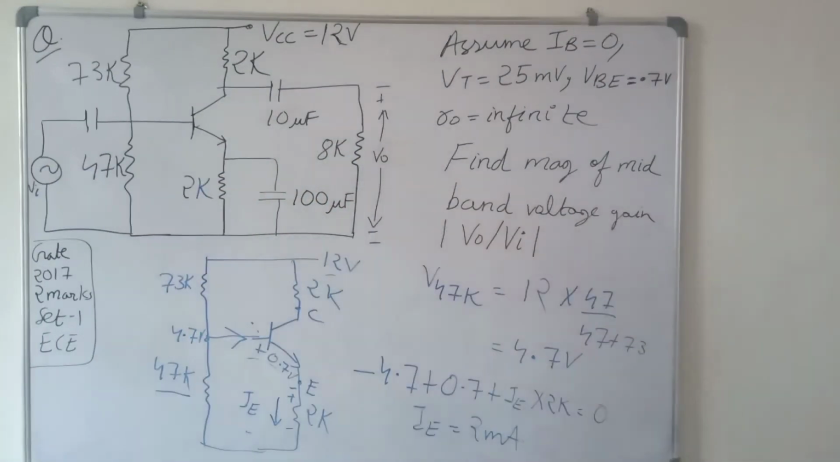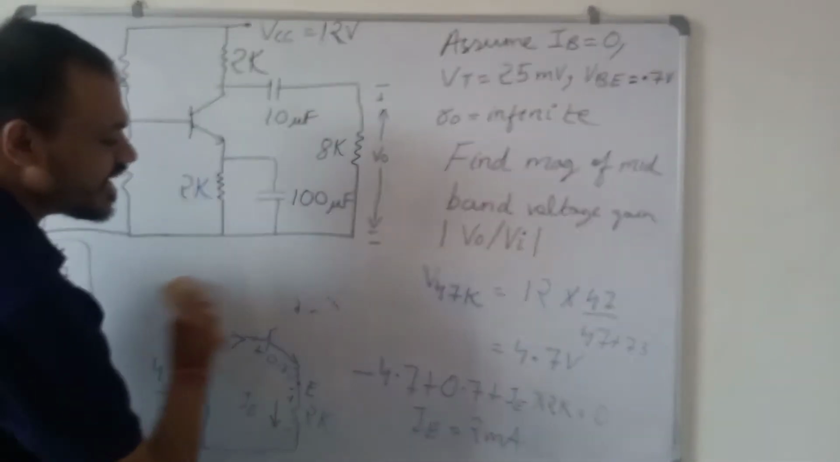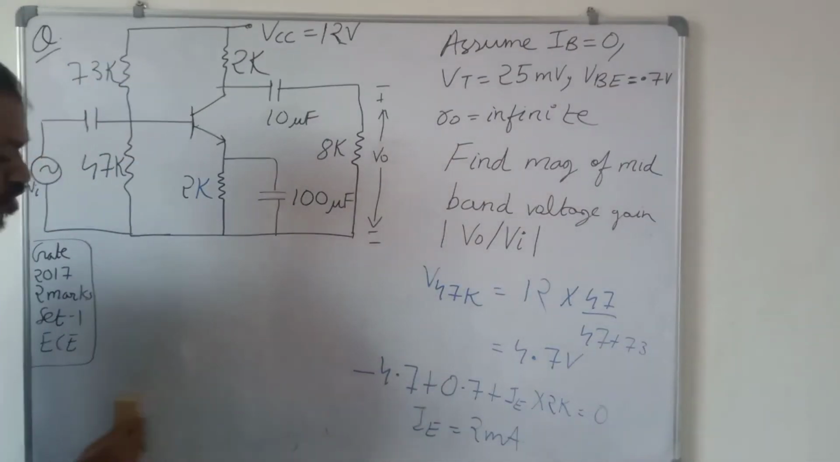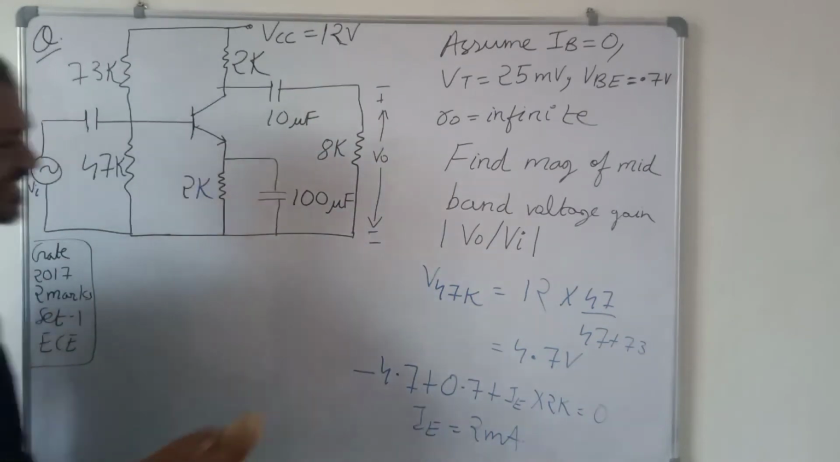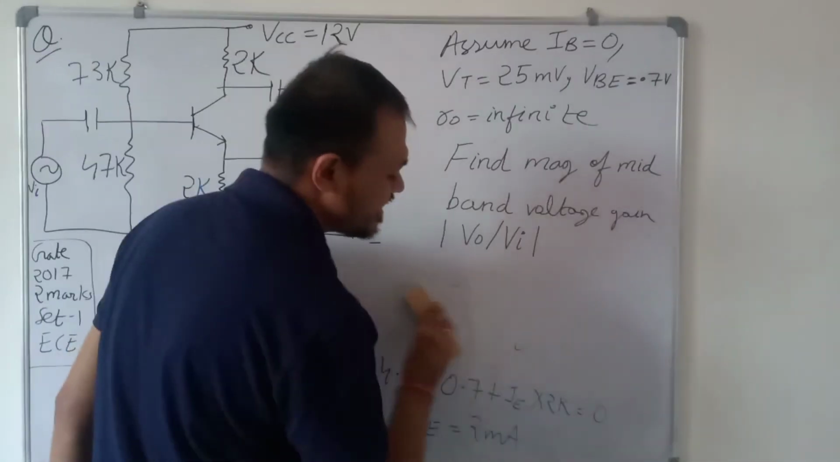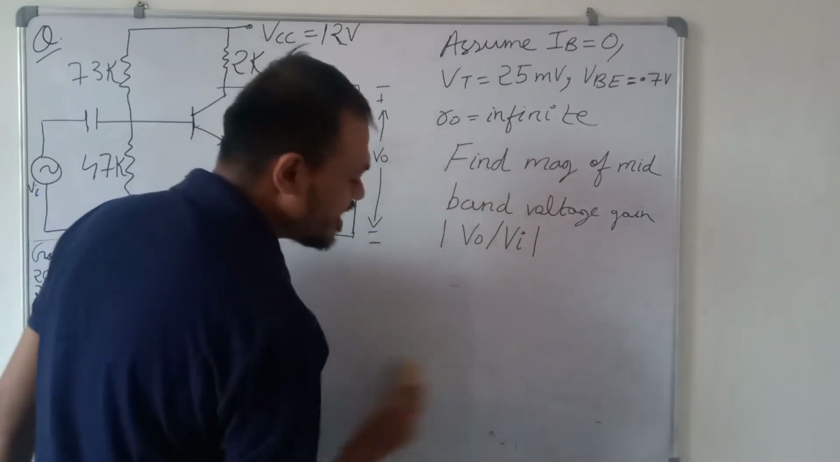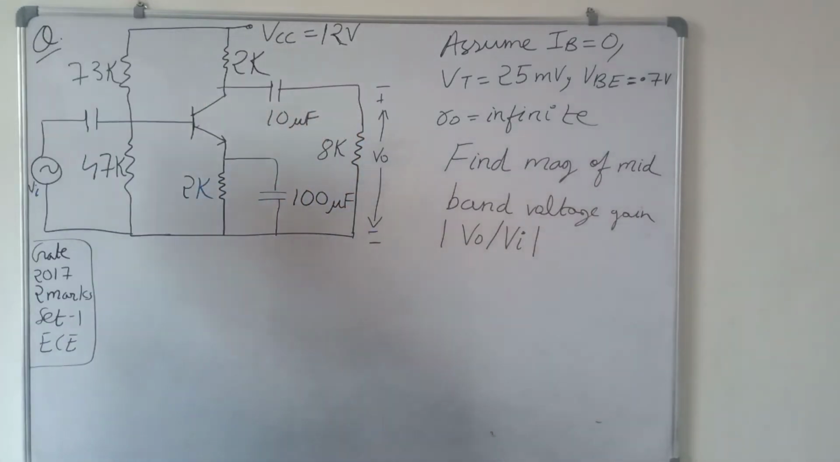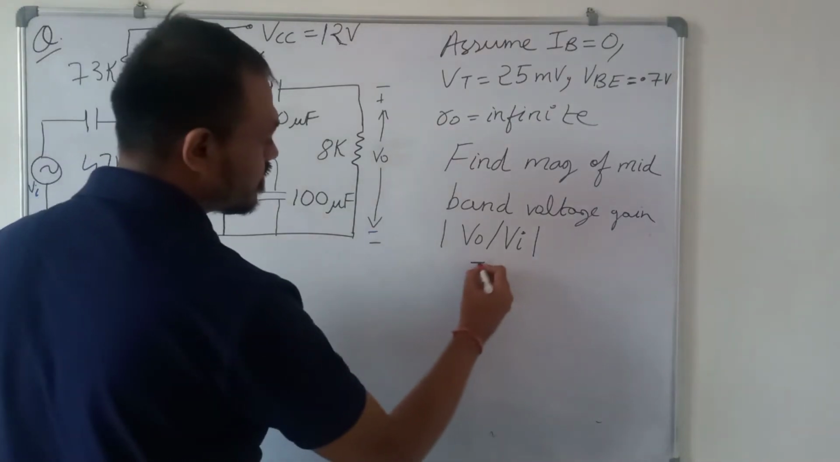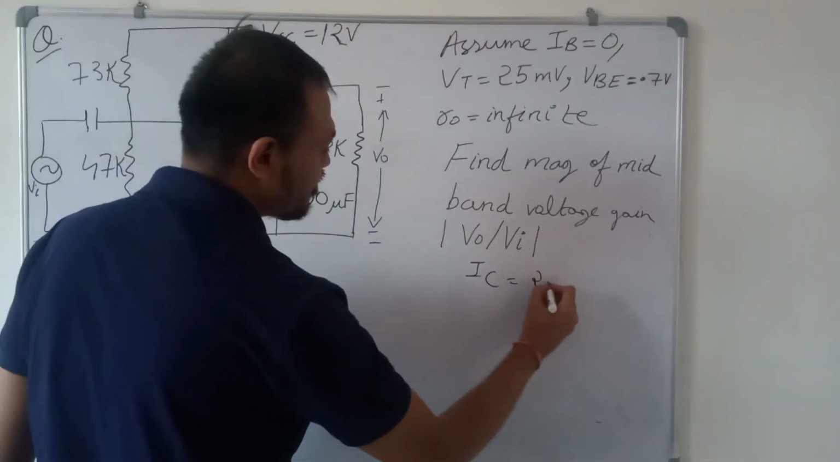So this is the DC analysis. Using the DC analysis, we have found the value of DC emitter current IE is equal to 2 milliampere, and base current is 0. Obviously since base current is 0, emitter current will be equal to collector current. So collector current IC will also be 2 milliampere.